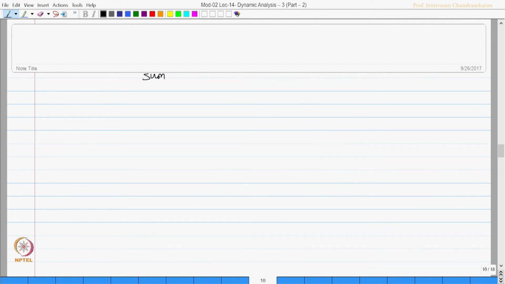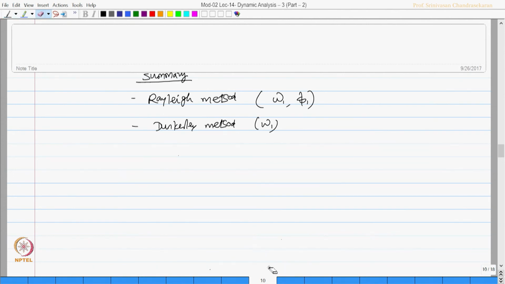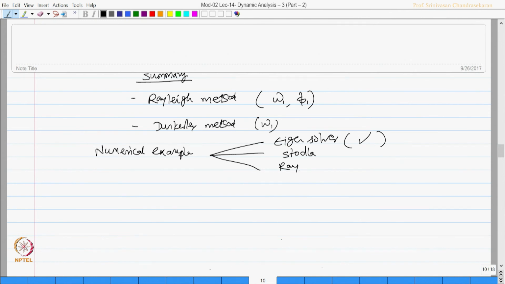As a summary, friends, in this lecture we learned the Rayleigh method of estimating fundamental frequency and mode shape. We also learnt an approximate Dunkerley method of estimating only the fundamental frequency. We also solved a numerical example by eigensolver. Of course, I did not do it here in this class, but I hope you know how to do it, but I solved it with Stodola, with Rayleigh, with the influence coefficient method, and we compared the answers and they were found to be in good agreement.